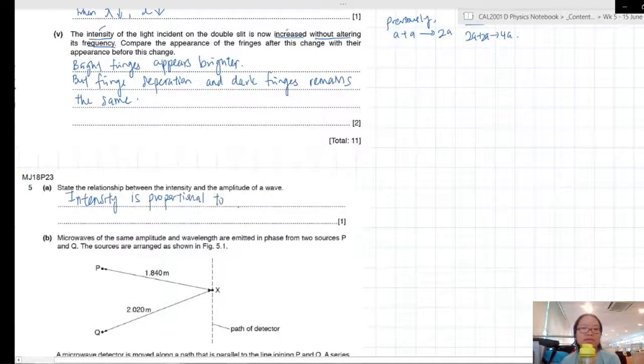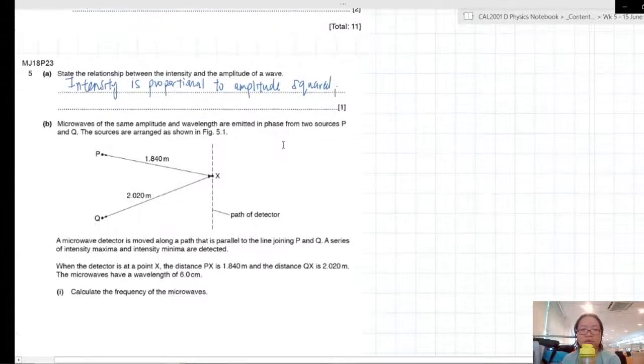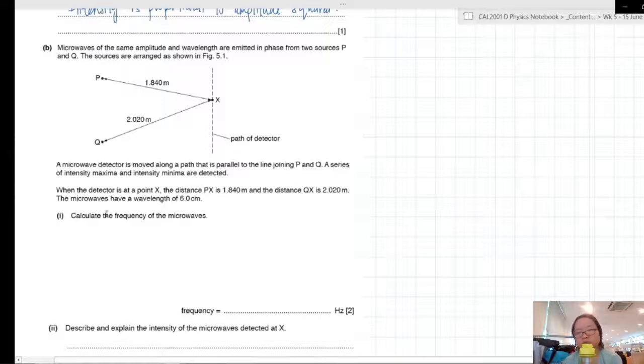Okay, last example for the video. State the relationship between intensity and amplitude of a wave. Intensity is proportional to amplitude squared. And this one has a similar drawing. It's just that they threw out all the other situations, the other setup.